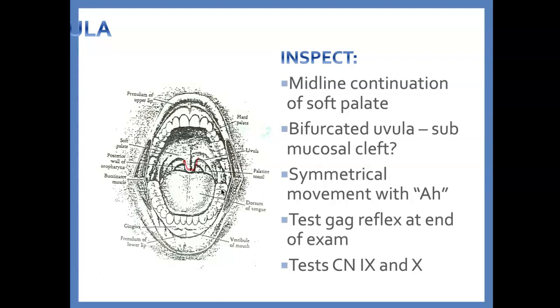When you have your client stick out their tongue and say, ah, that uvula should rise. Once they do that, if you can test for your gag reflex, you would take your tongue depressor or popsicle stick, whatever you may have, and just barely touch that back area, the back of the tongue or the uvula, and it should make them gag. That is a reflex that we need to check for. Again, it's going to check for cranial nerves 9 and 10.